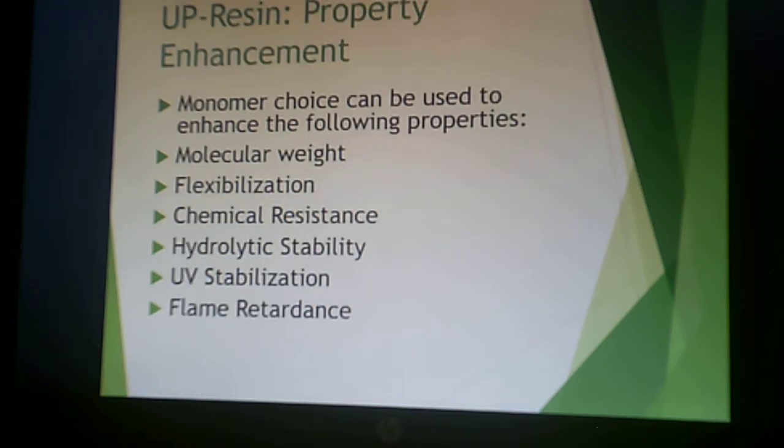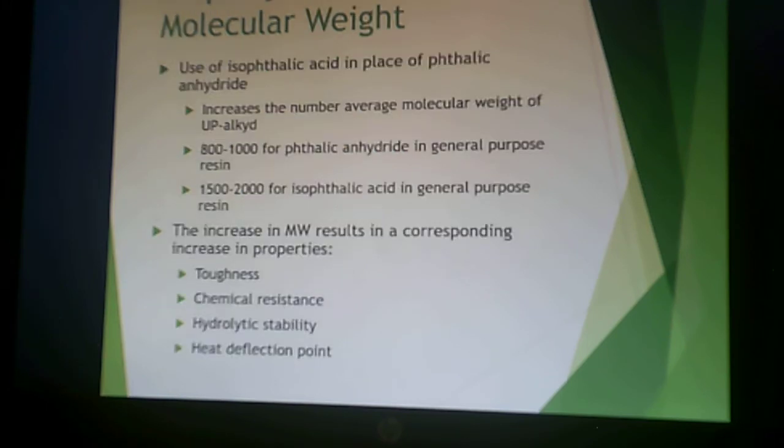There are many things you can do to change the properties of the resin to make them higher molecular weight, more flexible, more chemically resistant, more hydrolytically stable, more UV stable, or more flame retardant. And that can be done by choosing different components of either your alkyd monomers or your reactive diluent, and I'll discuss some of those now.